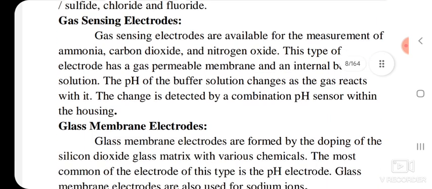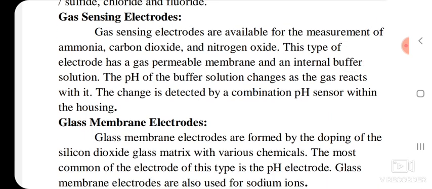Gas sensing electrodes. Gas sensing electrodes are available for the measurement of ammonia, carbon dioxide, and nitrogen oxide. This type of electrode has a gas permeable membrane and an internal buffer solution. The pH of the buffer solution changes as the gas reacts with it. The change is detected by a combination pH sensor within the housing.